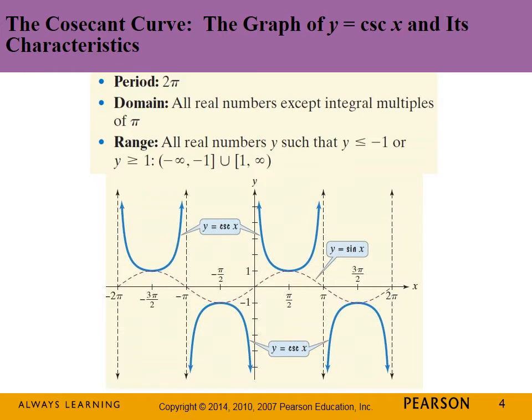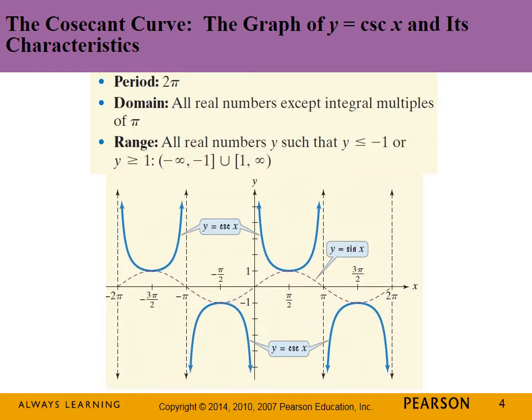This is the graph of y equals cosecant x. So let's look at some of its characteristics. Its period is 2 pi, same as y equals sine x. Its domain is all real numbers except for integer multiples of pi. And the reason that those values are excluded from the domain is that those are the same values that make the sine equal 0. So when you try to divide by 0, you get an undefined value.